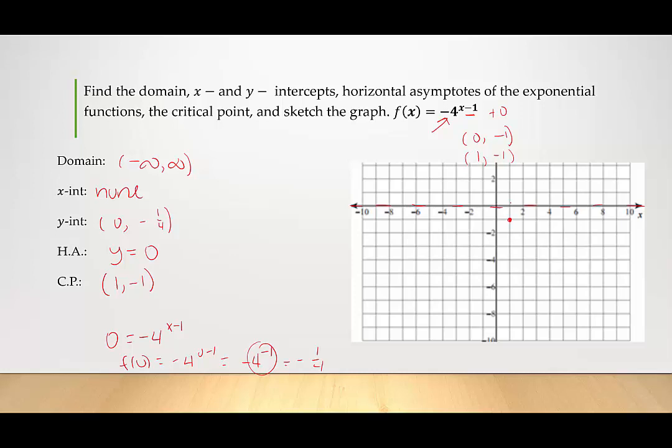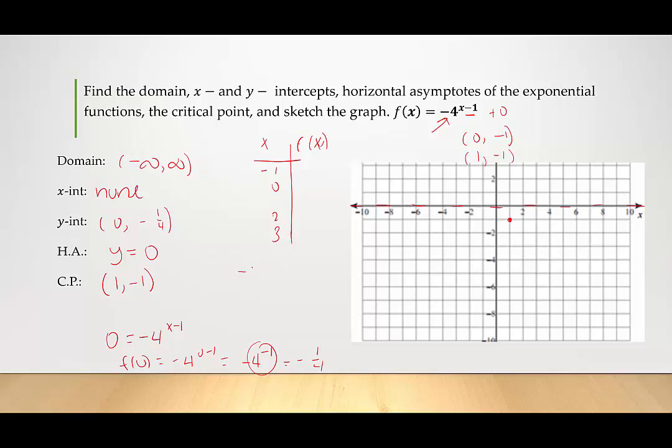And now we might want a little bit more information about this graph. So I would suggest choosing points around 1 to help us as a guide. So we have x and f of x. I would choose -1, 0, 2, and 3. Just nice numbers that are kind of close by, especially with a base of 4. These numbers are going to get huge fast. Or in this case, small fast, since we're negating everything.